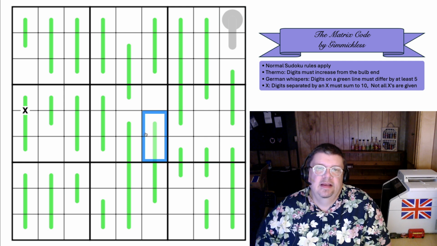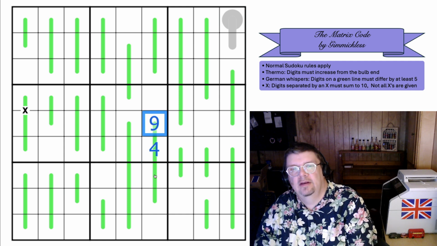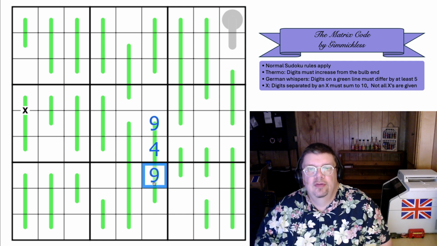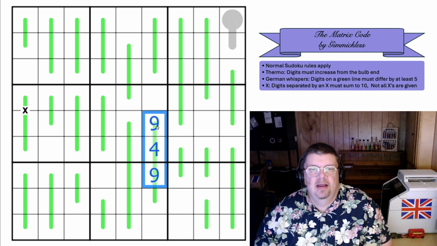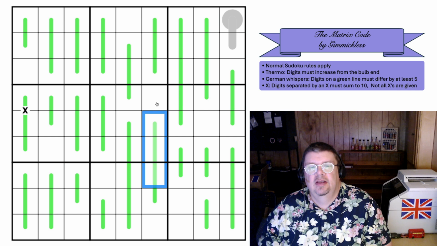And then lastly, 4 and 6 are difficult to place, because if this would be a 4, this would be a 9, and this would be a 9, but because both of those 9s see each other, that is not allowed. So 4 and 6 are restricted. 6 has the same issue with 1s.